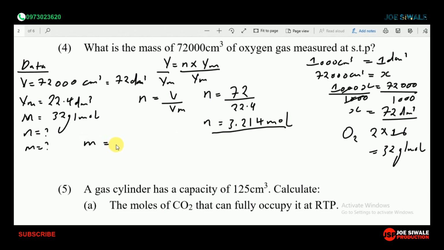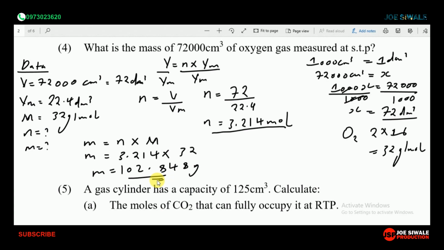Mass is equal to number of moles multiplied by the molar mass. So mass is equal to the number of moles we have calculated, 3.214, multiplied by the molar mass, which is 32. Our mass is going to be equal to 102.848 grams. So that's going to be our answer.